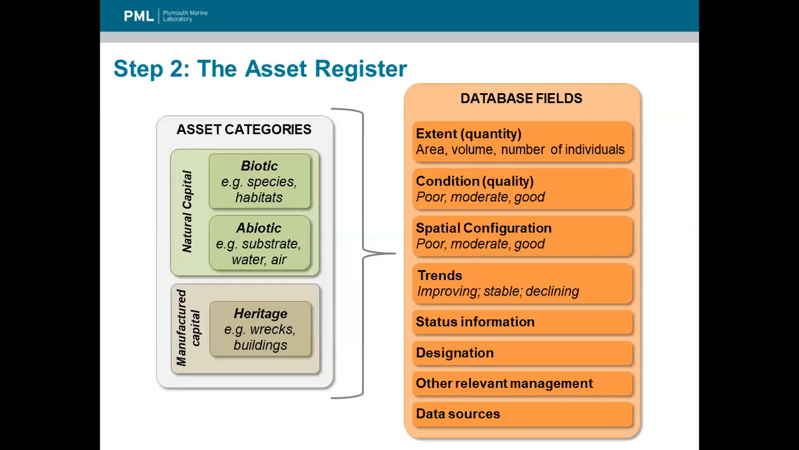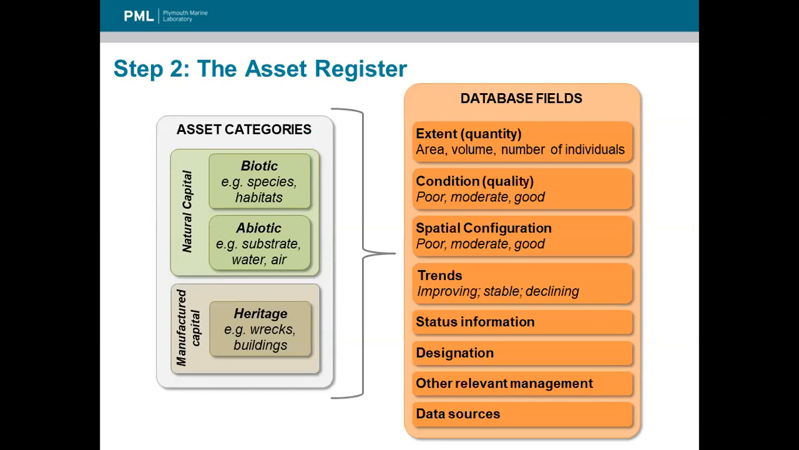heritage assets. And there are sort of three pillars, if you like, of the natural capital approach, and that's extent, condition and spatial configuration. Extent is fairly obvious, that's area, volume, number of individuals. And condition as well, again, it's often difficult to put an actual number on this, but it can be done categorically: poor, moderate, good, for example. In some cases, there are ongoing condition assessments, such as in designated sites.